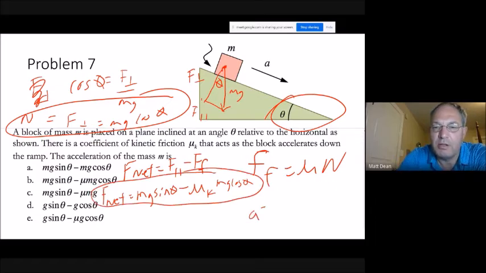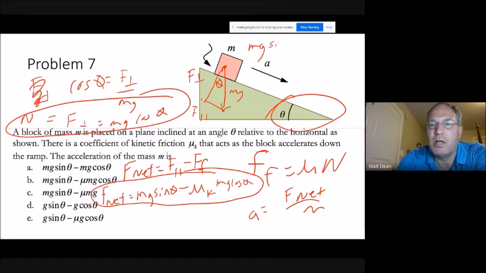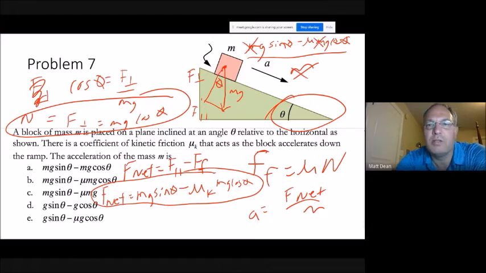We know that acceleration equals F net over m. So let's take our net force, which is mg sine theta minus mu mg cosine theta, and let's divide that by the mass. Mass is going to cancel here, here, and here. So our answer in this case is going to be g sine theta minus mu g cosine theta. So we're looking at answer E as our correct answer.